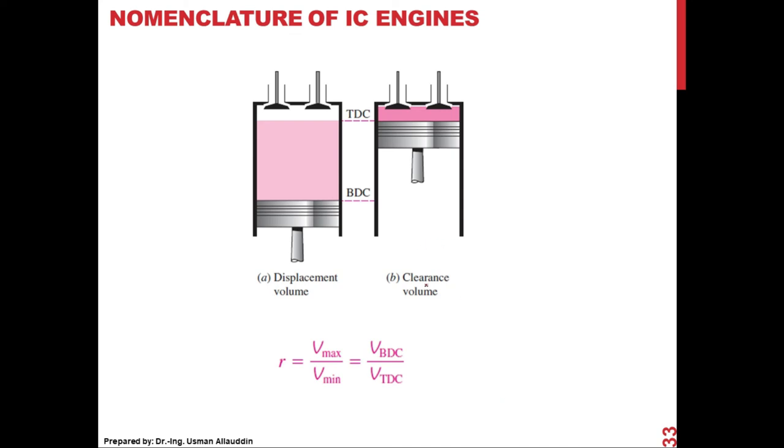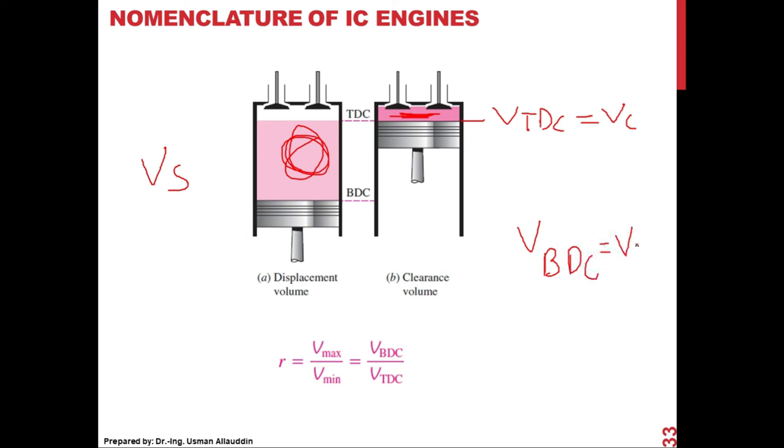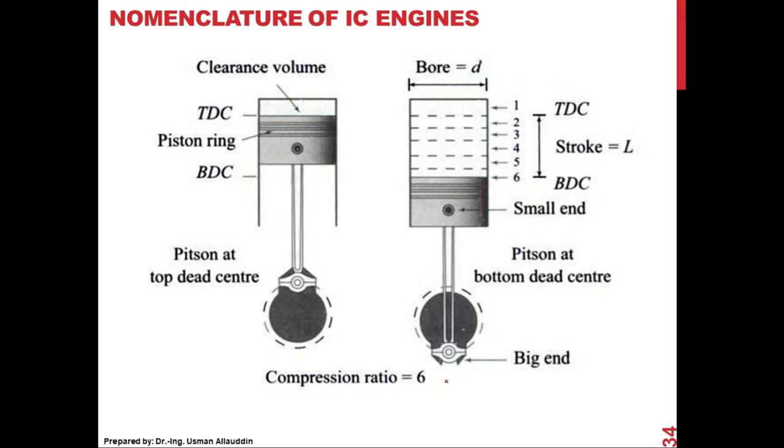So clearance volume is shown here. This is the clearance volume, that is volume at TDC or VC, and this is the swept volume. If we add them together, it will become the VBDC. This is the total volume, and total volume is equal to VS plus VC. These things are also shown here. This is the clearance volume, TDC, piston, piston rings, bottom dead center, connecting rod, crankshaft. The piston is at top dead center, and then we have the piston at bottom dead center. Let's suppose this compression ratio is 6. This is the bore. So this is a very simple figure.